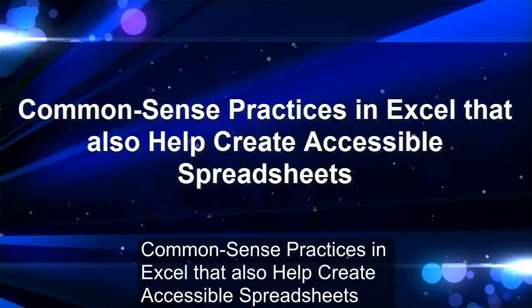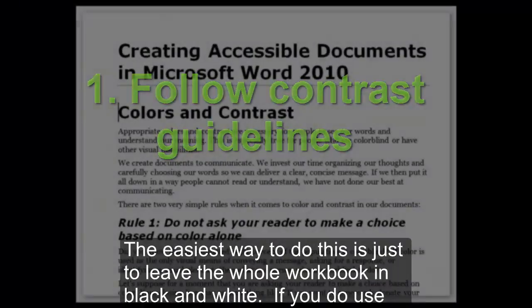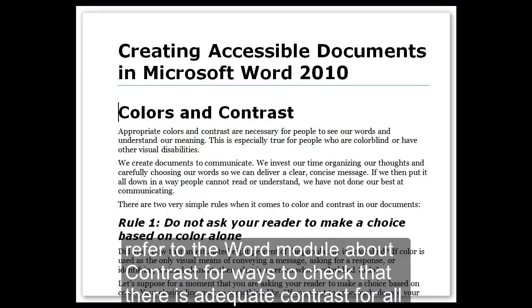Common sense practices in Excel that also help create accessible spreadsheets. 1. Follow contrast guidelines covered in the Word module about contrast. The easiest way to do this is just to leave the whole workbook in black and white. If you do use color, refer to the Word module about contrast for ways to check that there is adequate contrast for all types of readers.